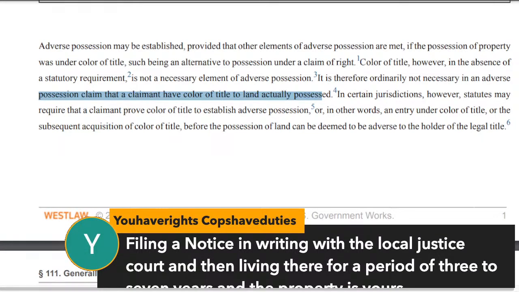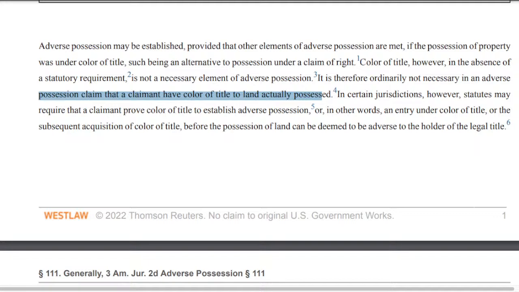Filing a notice in writing with the local justice court and then living there for a period of 3 to 7 years and the property is yours. In some states and jurisdictions, I believe so. It would depend. Again, there's statutes and things that are geared to address needs or, basically, affordances for different environments, different locations and terrain and size of available land.